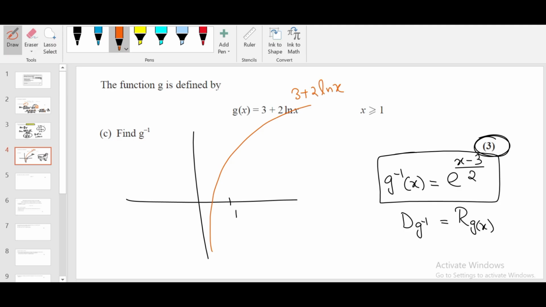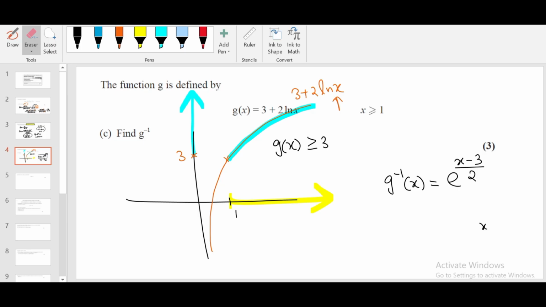Now the domain is x is greater than or equal to 1. So when you put x equal to 1 into the function, ln 1 is 0, so y will be 3. The graph corresponding to this domain is this. That means it takes all the values more than 3. So the range is g of x is greater than or equal to 3.